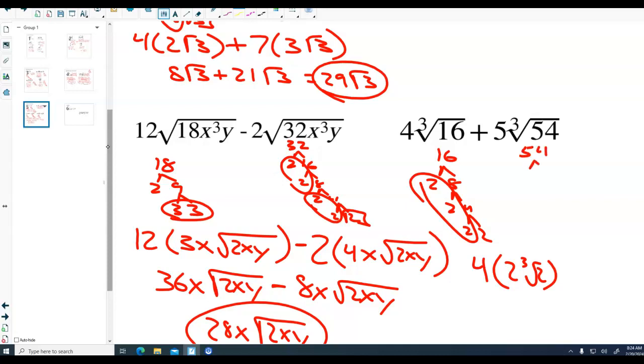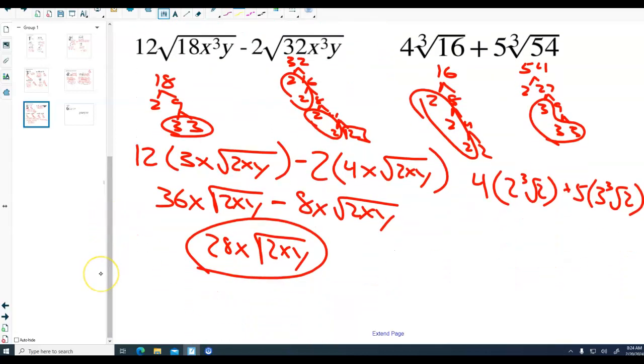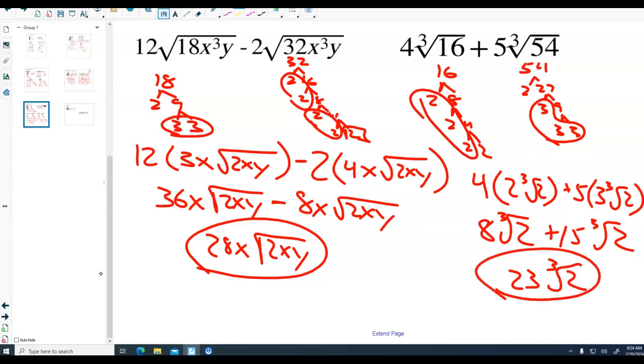54, 2 and 27, 3 and 9, 3 and 3. So it becomes 5, 3 cube root 2. Once again, we get the same number in the radical. 8 cube root 2 plus 15 cube root 2 equals 23 cube root 2. And that's our answer.